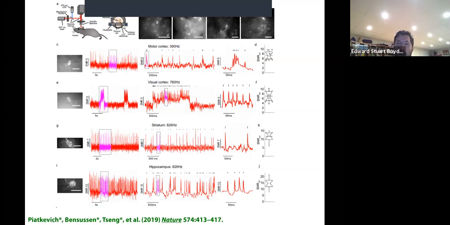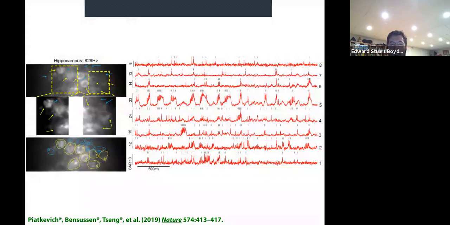Furthermore, because it's a camera and a microscope, you can image many cells. On the left are about a dozen cells in the hippocampus of an awake behaving mouse. On the right are the activity traces of 8 of the neurons. You can see 8 of these neurons are active during the period of time we imaged.